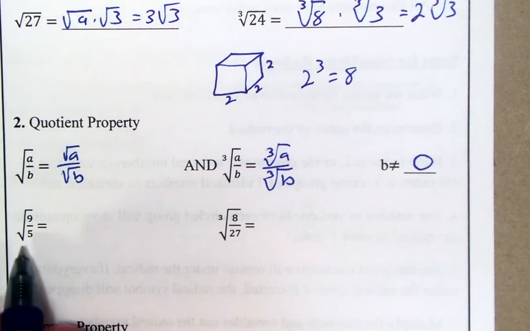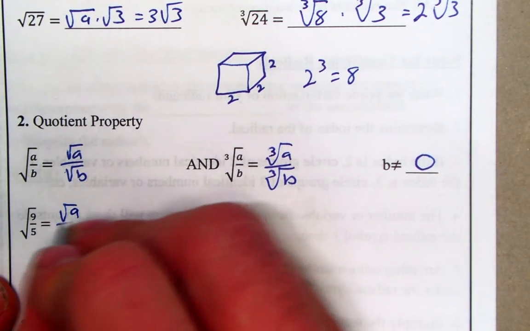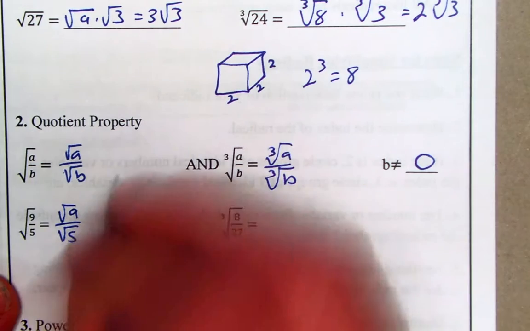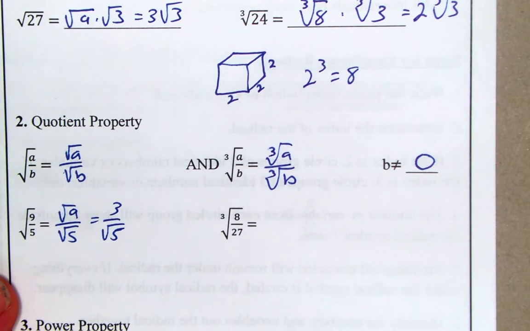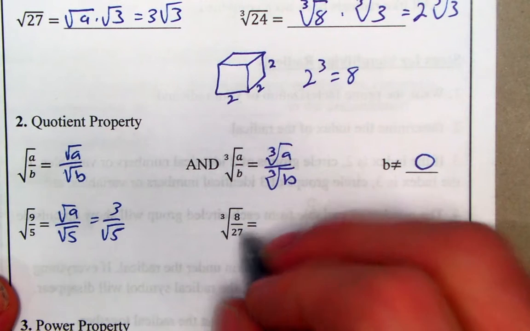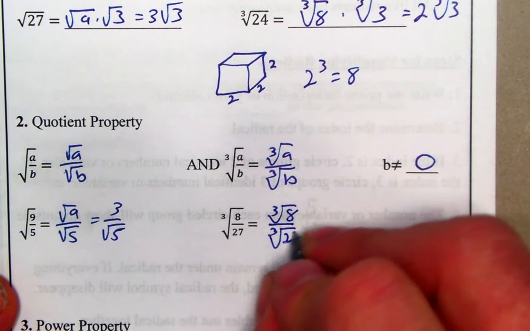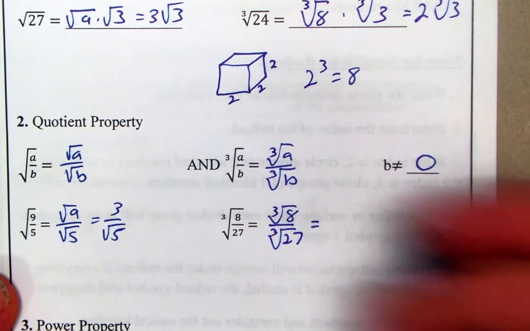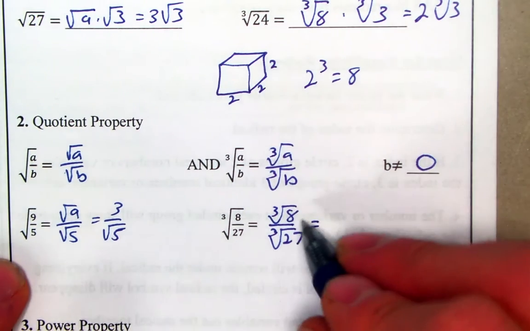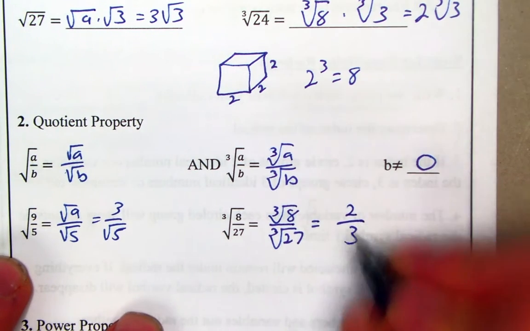So if you had to square root 9/5, you could do this in parts. You could square root the 9, and then you could square root the 5. And so you'd have 3 over root 5. You could take the cube root of 8/27, cube root the 8, cube root the 27. 8 and 27 are both perfect cubes. So the cube root of 8 is 2, the cube root of 27 is 3.